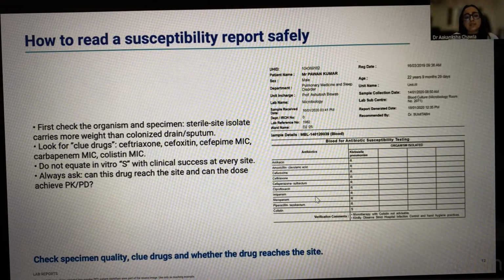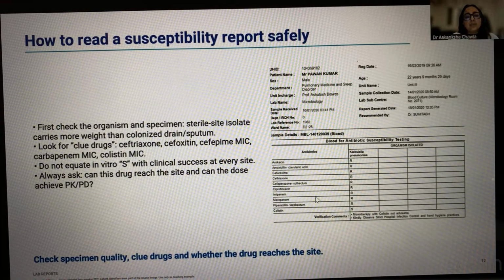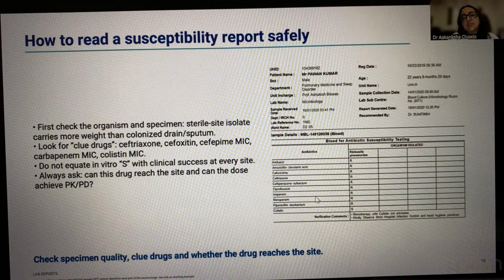Do not equate every in vitro S, every report that says S, that is sensitive, with the drug being successful if you choose it. And as I said, you have to remember the PKPD. Does that drug actually penetrate that site of infection? Will it be effective for that bug at that site of infection? That is what you should always keep in mind.